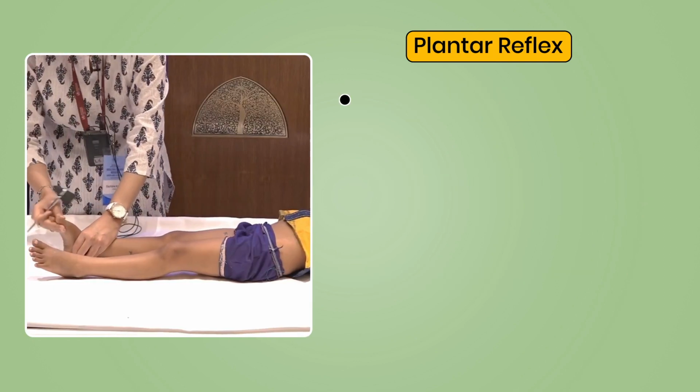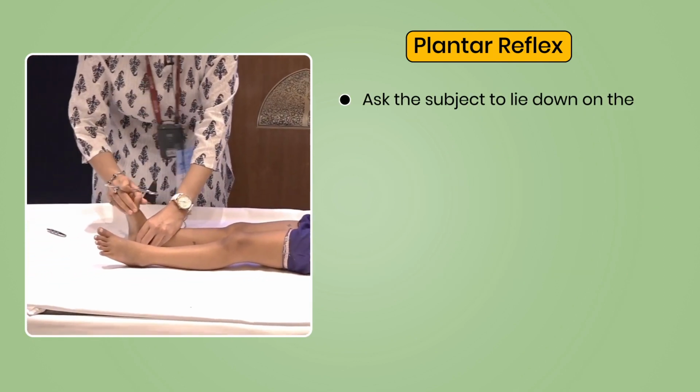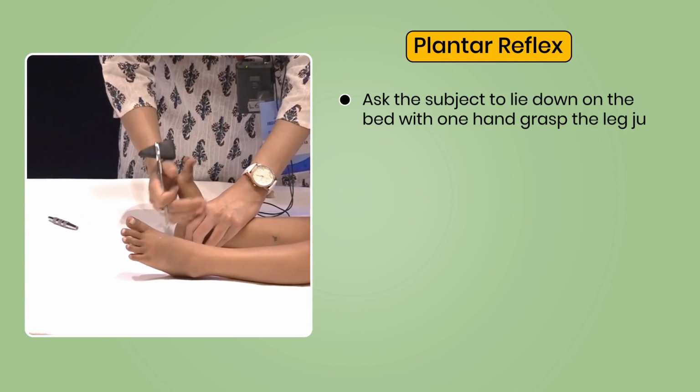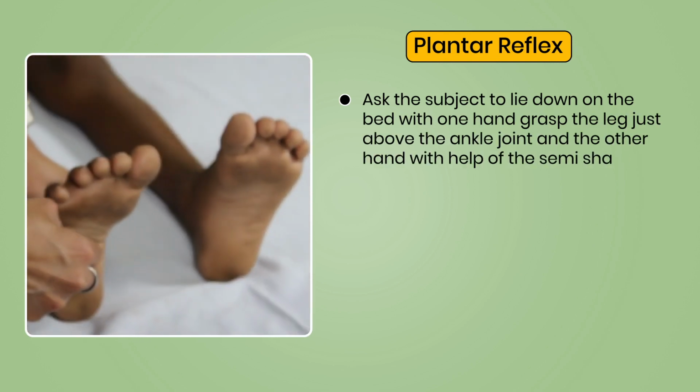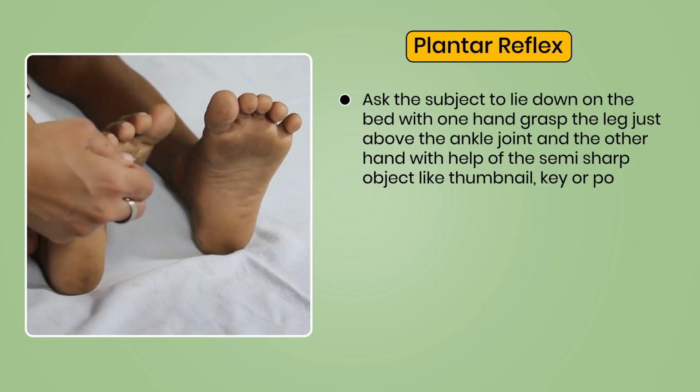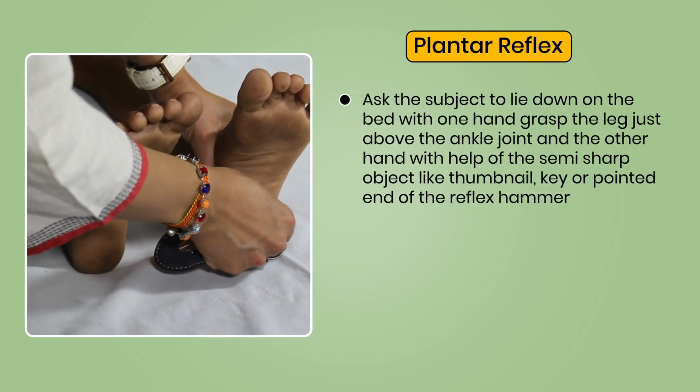Plantar reflex. Ask the subject to lie down on the bed. With one hand, grasp the leg just above the ankle joint and the other hand with the help of the semi-sharp object like thumbnail or key or pointed end of reflex hammer.